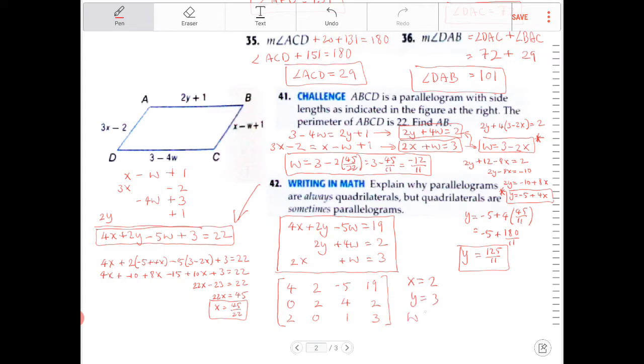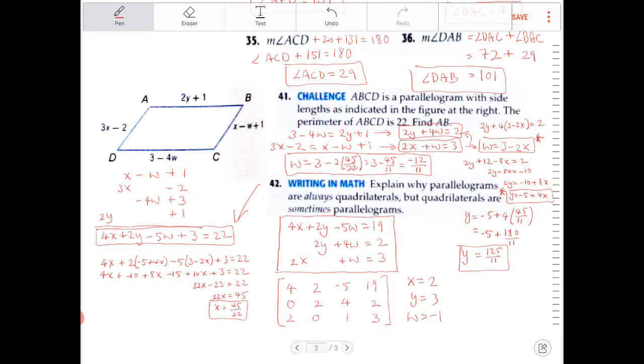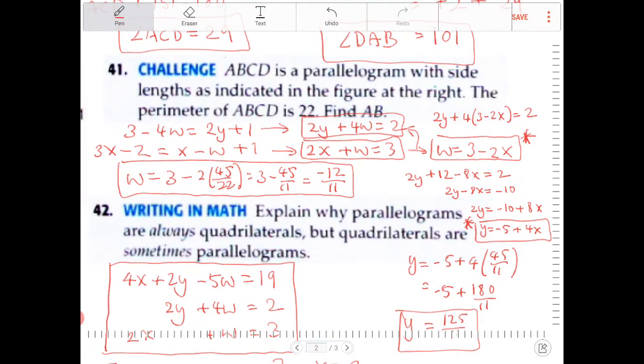x will equal 2, y is equal to 3, and w is equal to -1. So where did I go wrong when I went through this?